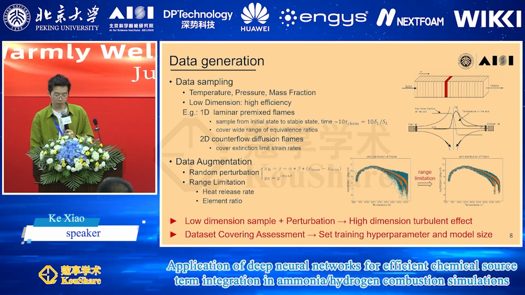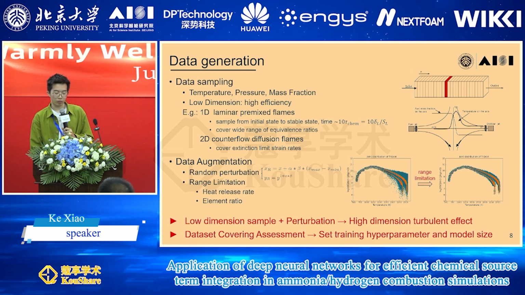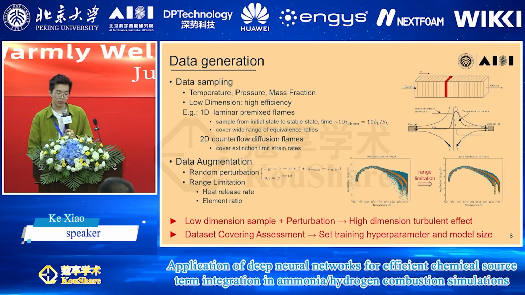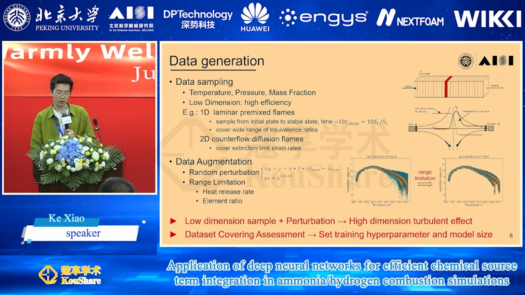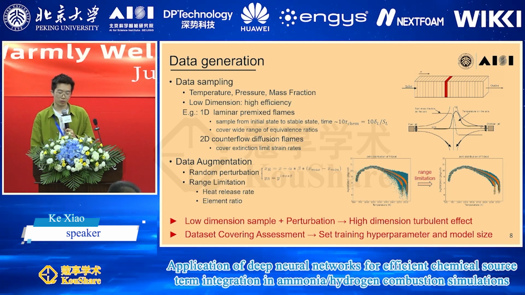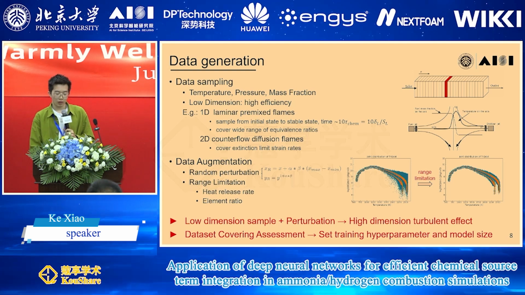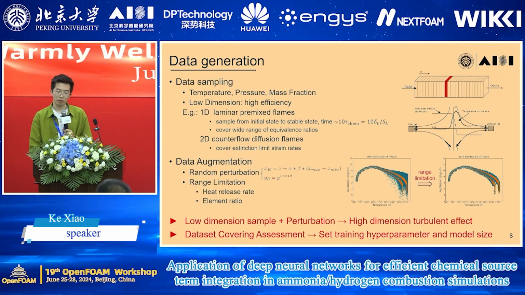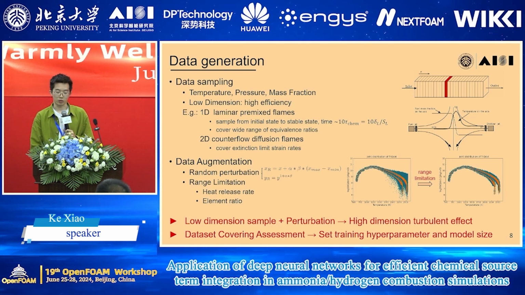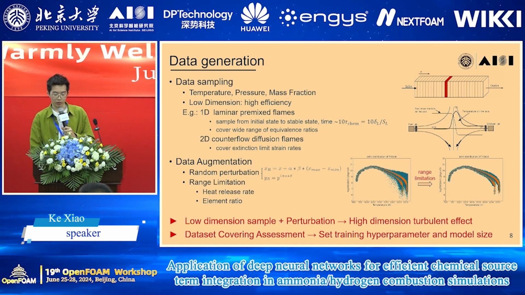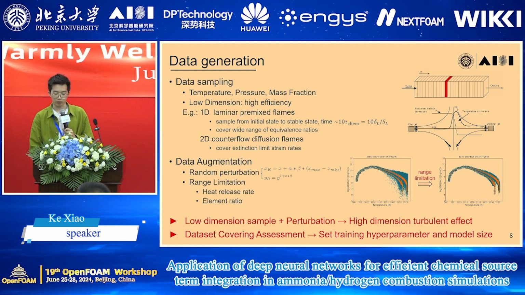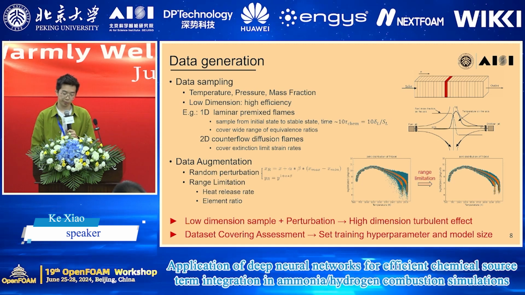We use random perturbations along with range limitations of heat release rate and element ratio to simulate the effects of high-dimensional turbulence. We also perform data coverage assessments to provide insight of hyperparameter and model size settings in the training process. This approach ensures comprehensive dataset coverage for training.